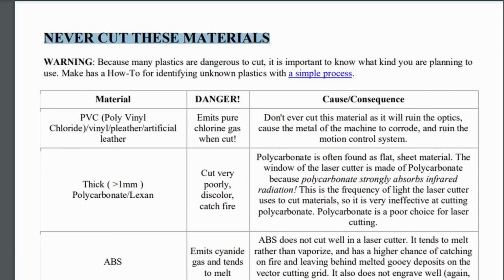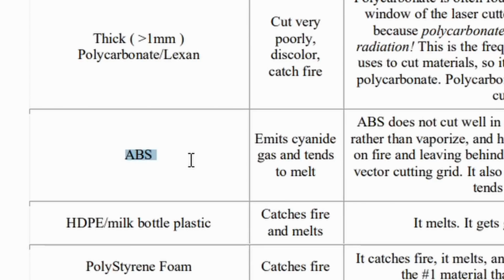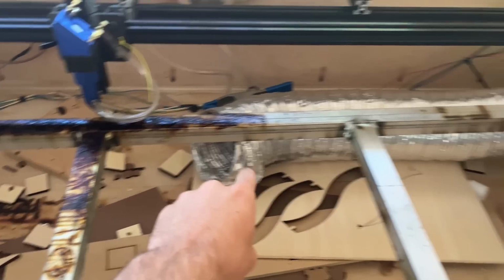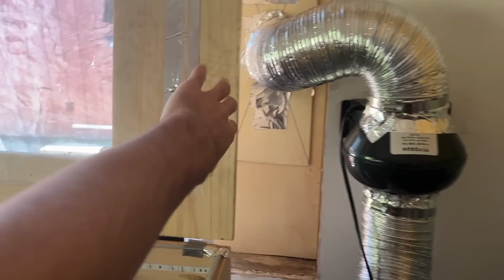So cutting some materials can release toxic fumes. ABS plastic, for example, releases cyanide gas when it's laser cut, which is something that I don't want to inhale. So I decided I was going to build an exhaust system that takes the air from inside the machine out a window using a fan and some flexible duct tubing. And I'm not going to cut ABS because I'm not stupid, but I just wanted to use it as an example of something that is toxic when laser cut.